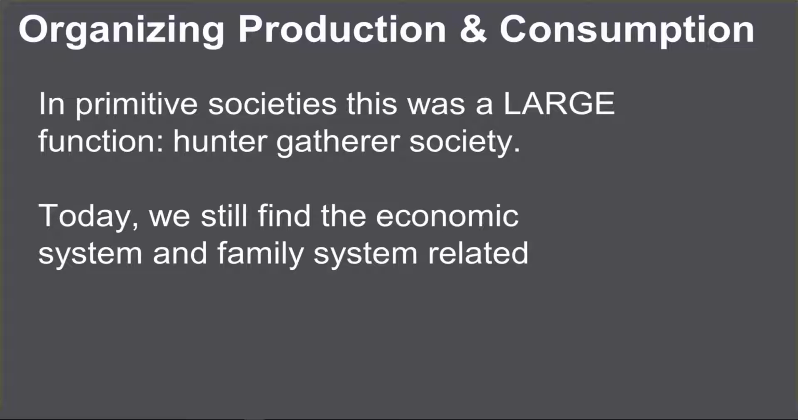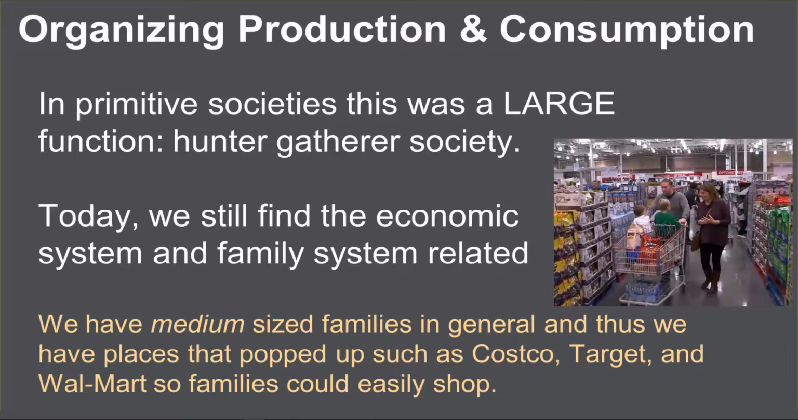There's also this role of organizing production and consumption. In primitive societies, this was a large function. Think about hunter and gatherer societies. Today we still find the economic system and family system really related and tied to one another. For example, we have all these medium-sized families, right? Mostly 2 to 3 kids. Thus, we've also started to see places like Costco, Target, Walmart, where families can easily shop together and consume and get all of the needs for the family met under one roof very quickly. It's patterning our consumption.